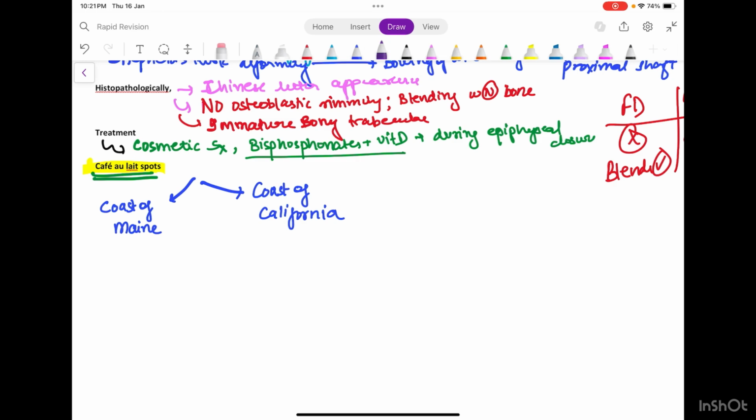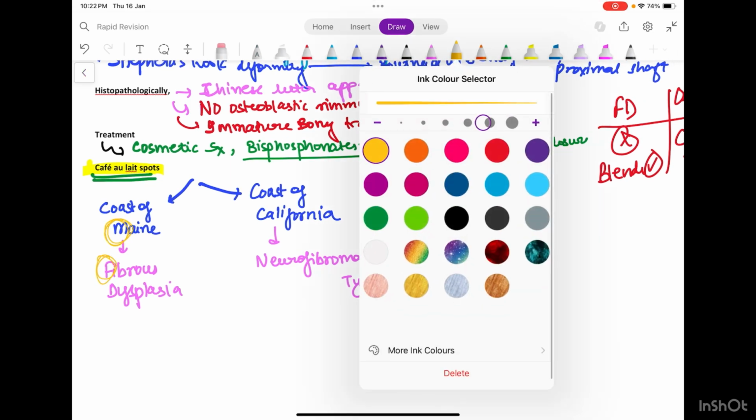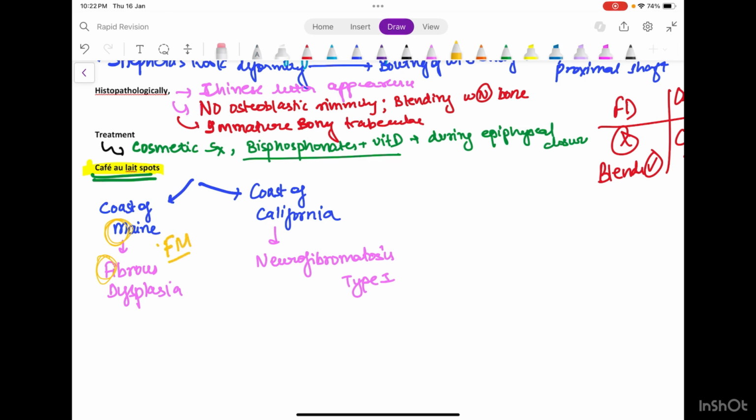Now you should know that this name is related to which lesion. To remember it, first I'll tell you it is fibrous dysplasia in coast of Maine, and in coast of California it is neurofibromatosis type 1. All right, now let's just see how we can remember. So you can remember it as M and F, so basically FM. So coast of Maine is related to fibrous dysplasia. Now in coast of California you can remember it as CAN, so CA is California and N is neurofibromatosis.